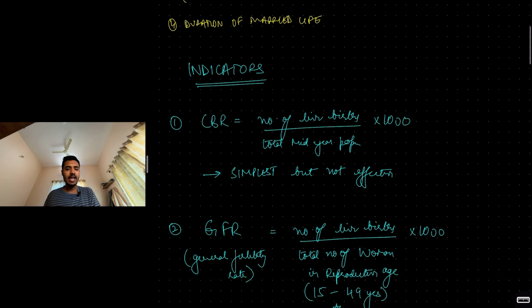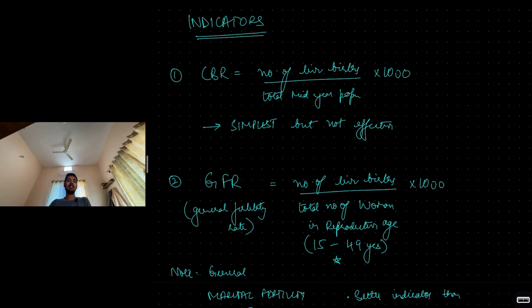Indicators. Now, crude birth rate, number of live births divided by total mid-year population into 1000. It's telling you the number of births in a population. It is a very simple indicator of fertility. Simple, but not that effective. It's not that detailed. It's not that specific. Just telling you the number of live births.